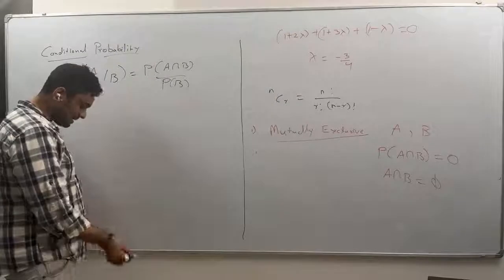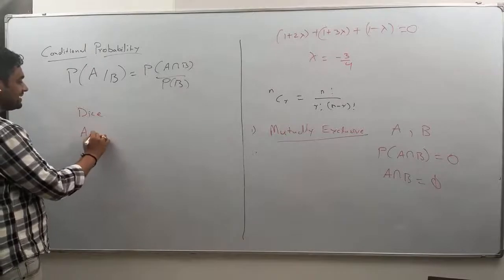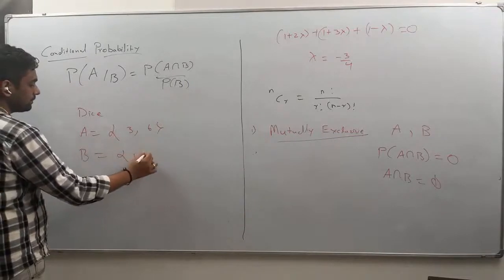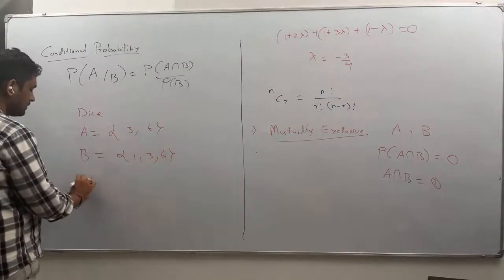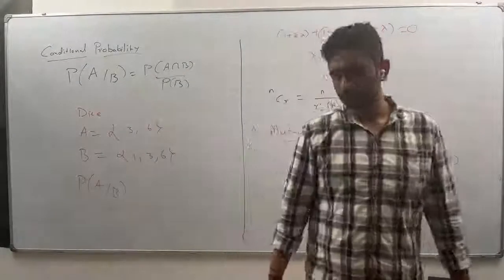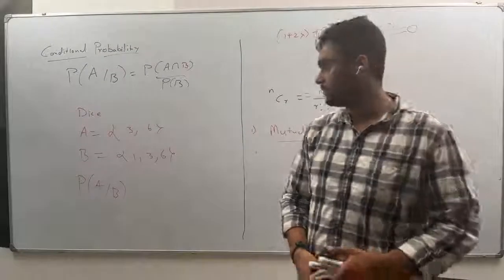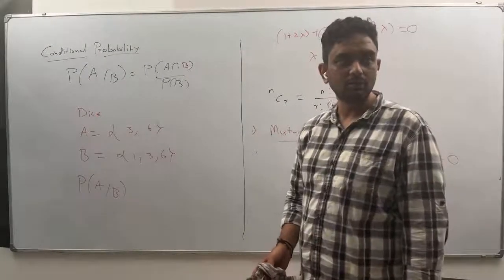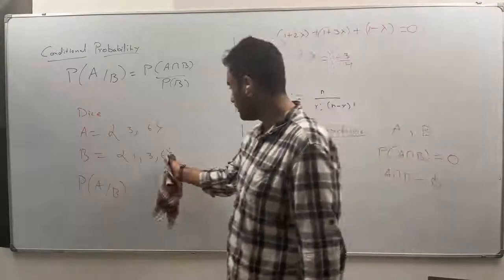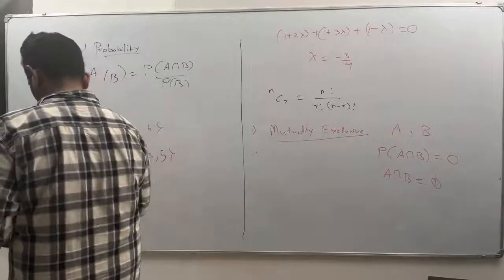I'll give you a question. Let's say we are rolling a dice, and we define an event A: getting a multiple of 3. We define an event B: getting an odd number. You have to find the probability of A given B. That is, the probability of getting a multiple of 3 given that the outcome is 1, 3 or 5. I said odd number. So what will be the answer?